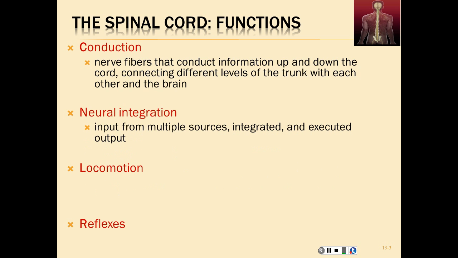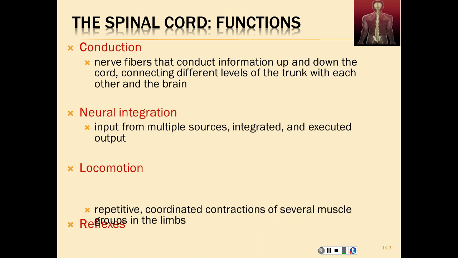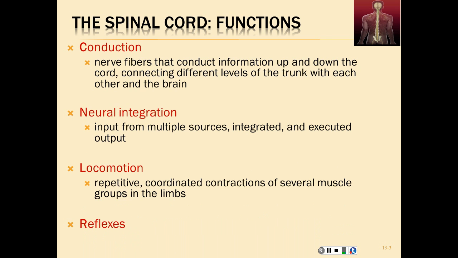The second function, neural integration: we have pools of spinal neurons that receive input from multiple sources, integrate the information, and then execute the appropriate output. Third function, locomotion. Motor neurons in the brain initiate walking, but continued walking is coordinated by groups of neurons called central pattern generators in the cord. Lastly, reflexes. That is an involuntary, stereotyped response to stimuli involving the brain, spinal cord, and peripheral nerves.